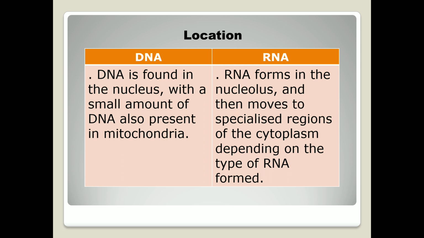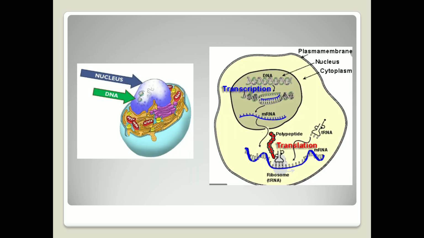DNA is generally present inside the nucleus, but sometimes a small amount of DNA is also present in mitochondria. But RNA forms in the nucleolus, then it moves to specialized regions in the cytoplasm of the cell, depending upon the type of RNA formed. DNA is present inside the nucleus, RNA is present in the cytoplasm of the cell.